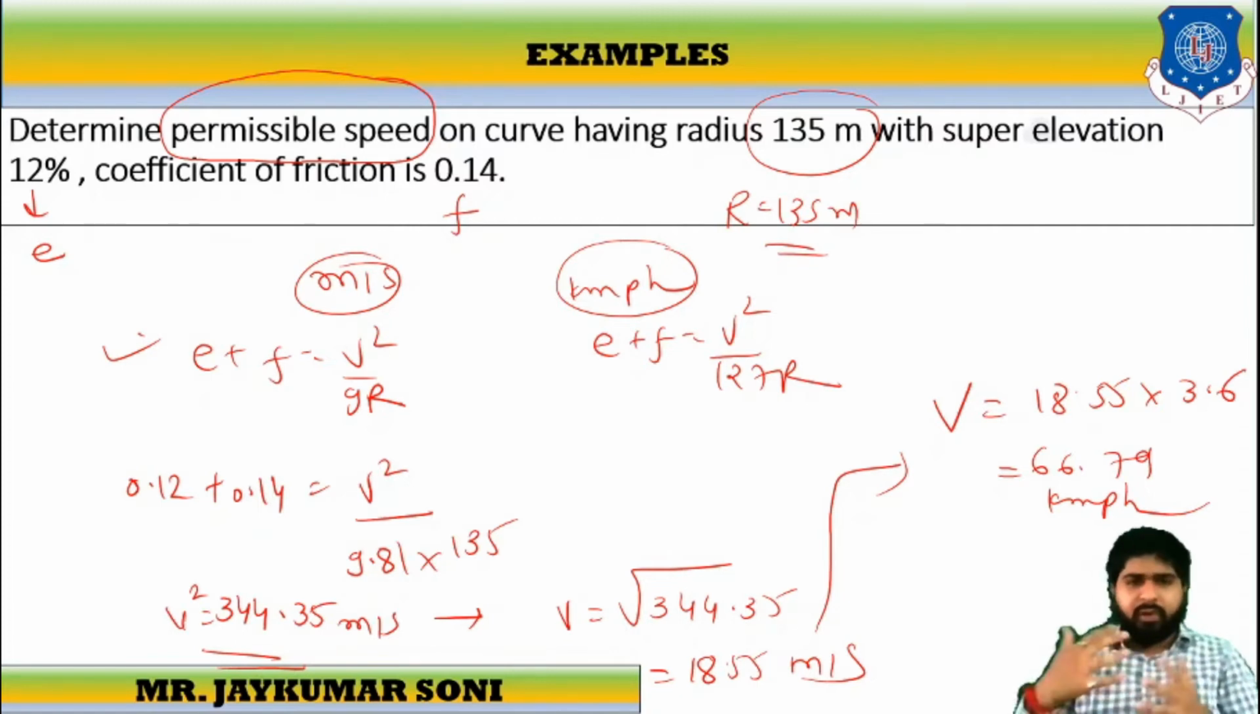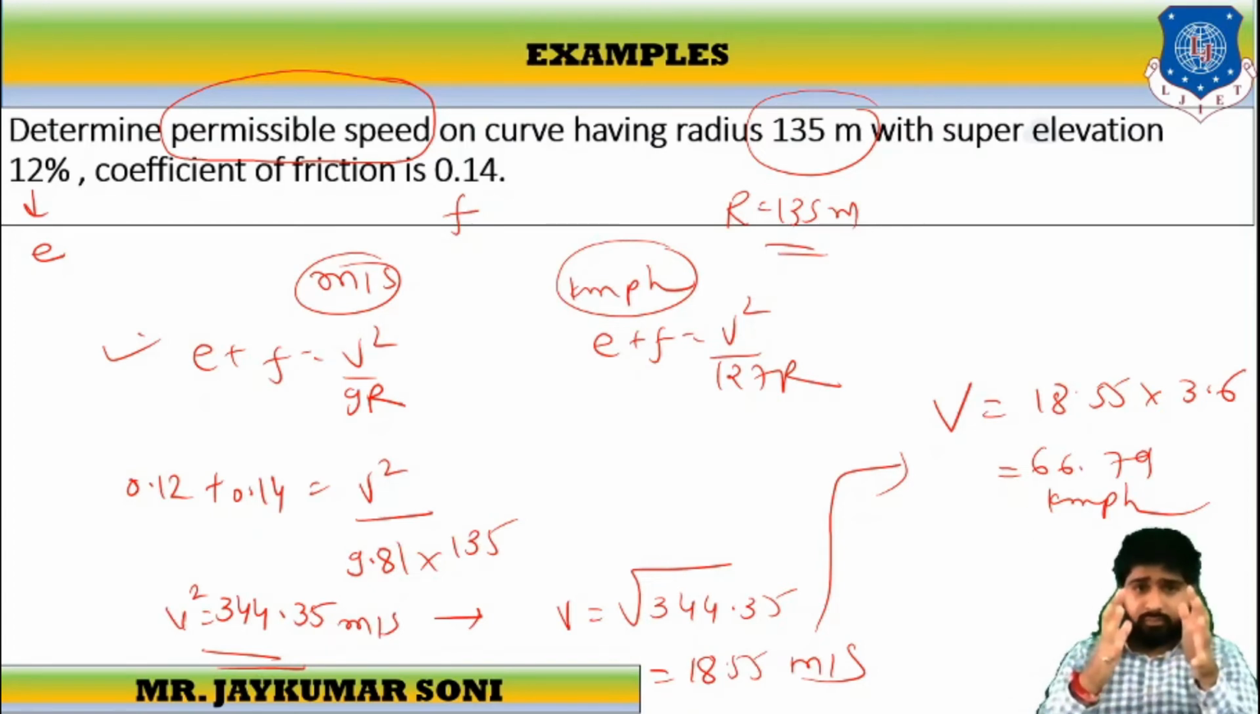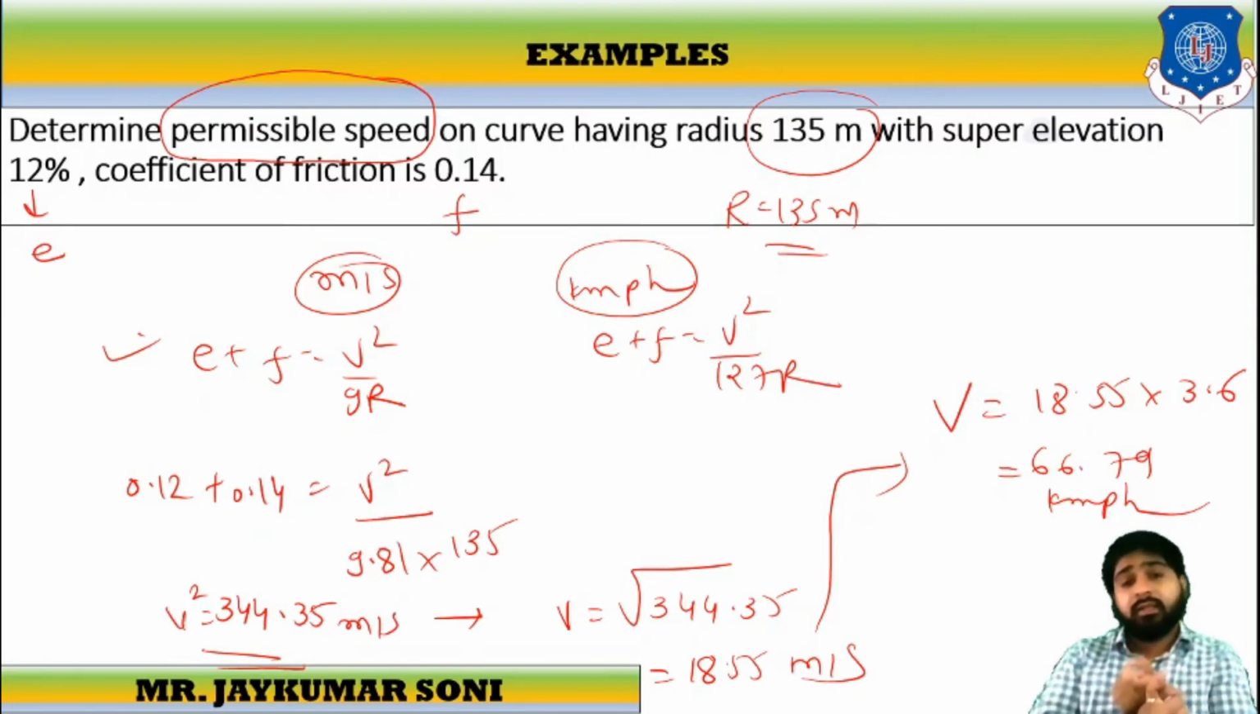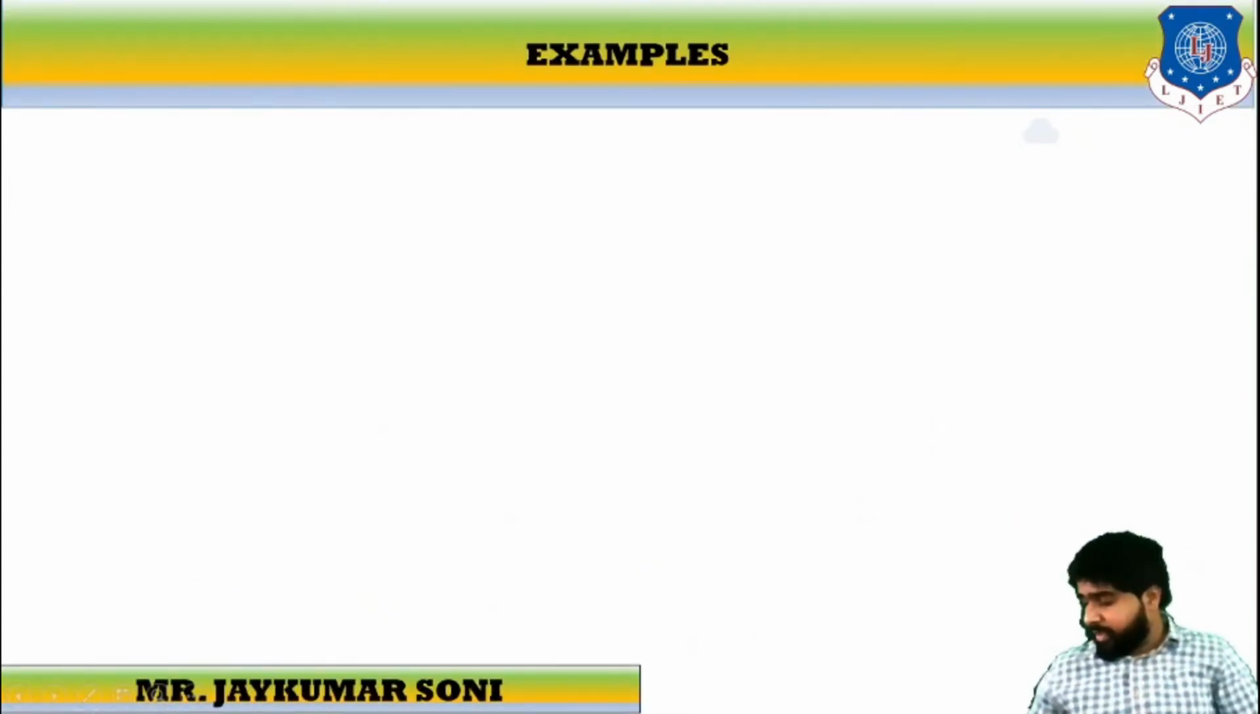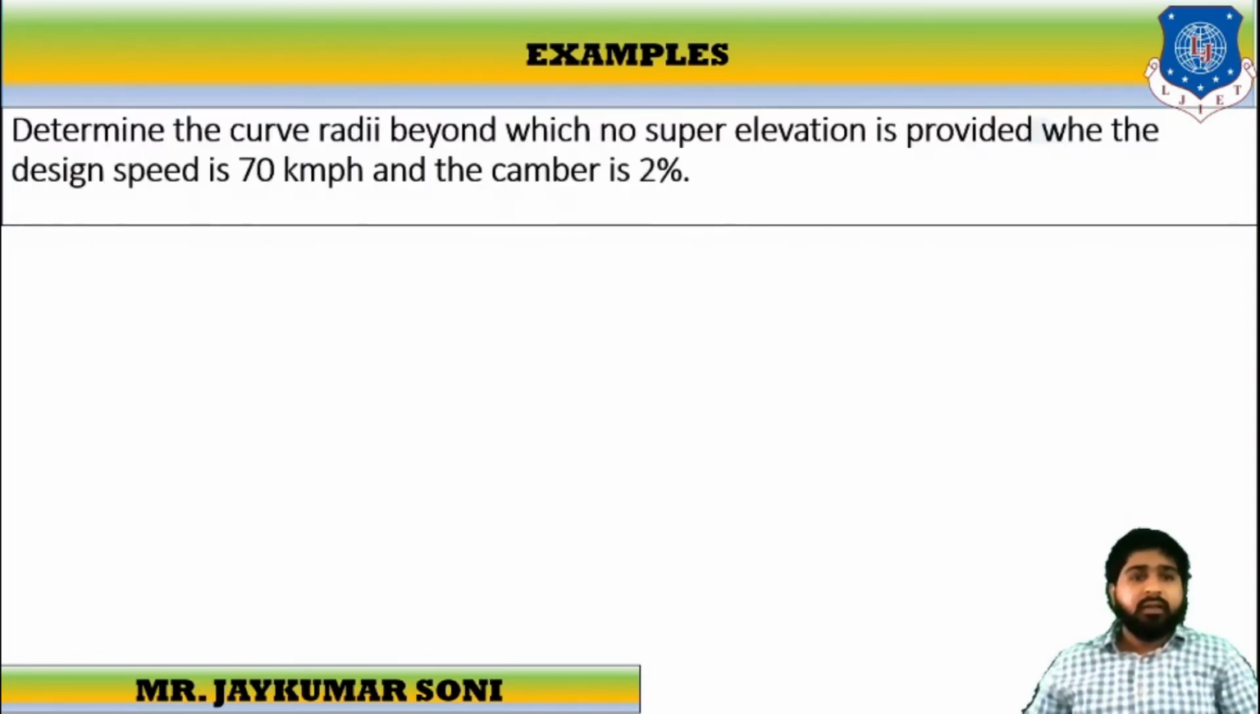So this is the basic example. This cannot be asked for, I guess, 7 marks, but sometimes it is a matter of luck, so it can be asked, and you have to make sure that permissible speed does not always mean mixed traffic condition. Fine. Now let us move towards another example statement.